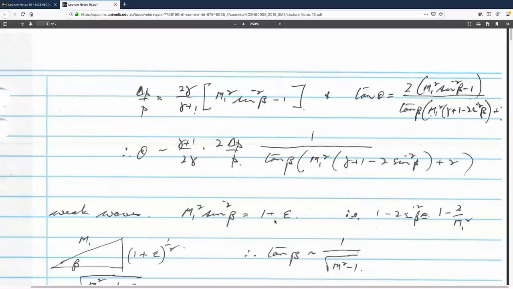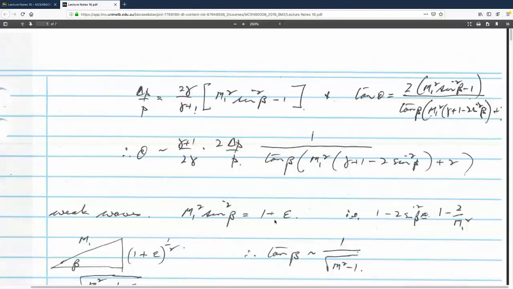Let's just think about that. So theta is equal to this denominator here, and I'll have 2, and then I'll have M1 squared sine squared beta minus 1, which I can write from here from the delta p, and that's gamma plus 1 over 2 gamma by 2 delta p over p times this denominator here. Now, this is weak shock waves. I want to work out what this denominator is.